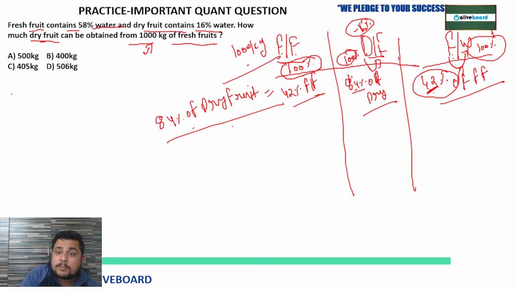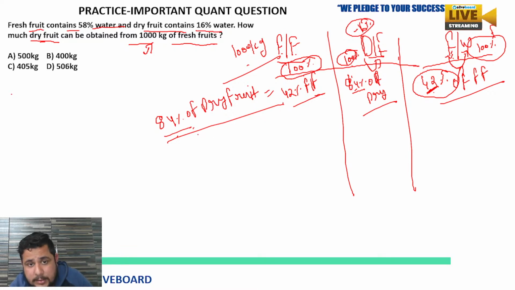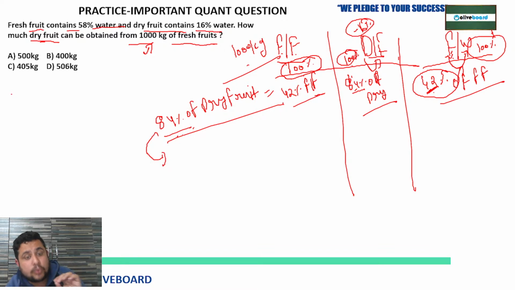But when we talk about dry fruit, the quantity of water decreases, so that is 16% only. So with respect to dry fruit, the fruit without water is 84%. So we'll get the pure fruit content, right? There will be no water. Okay, so from here we can easily calculate.